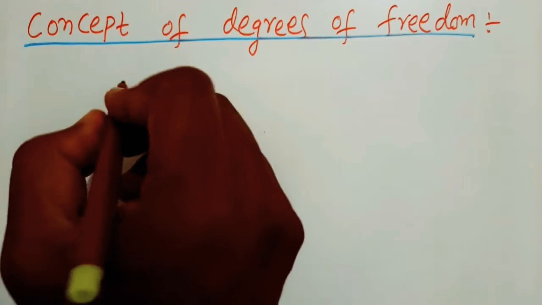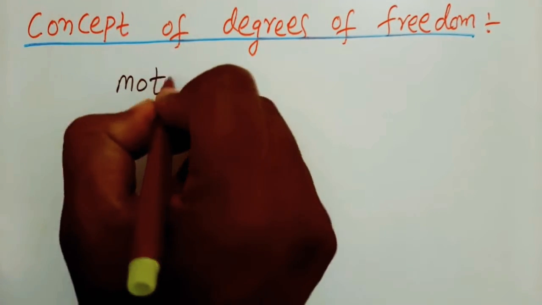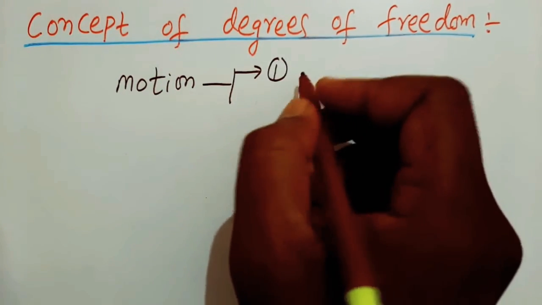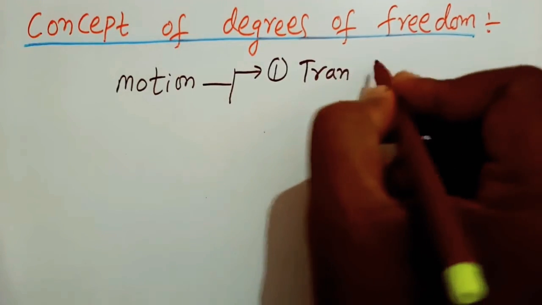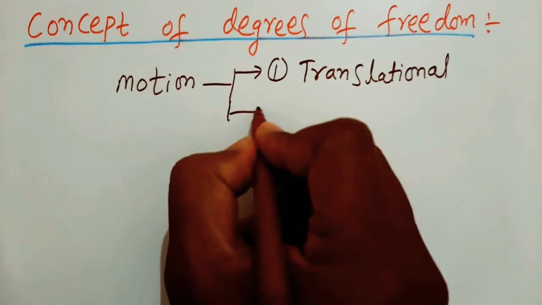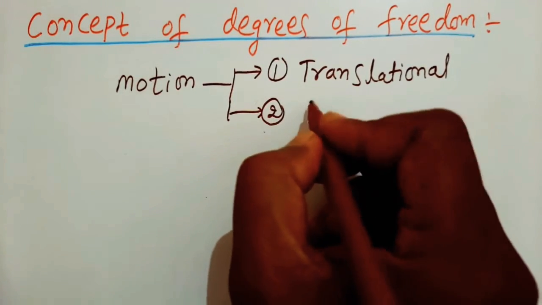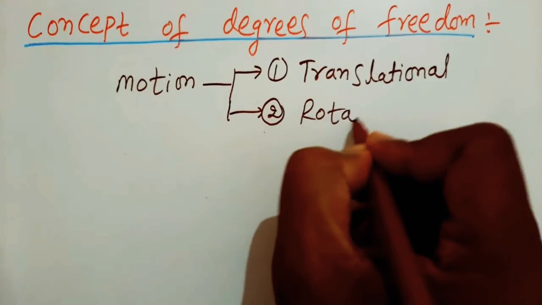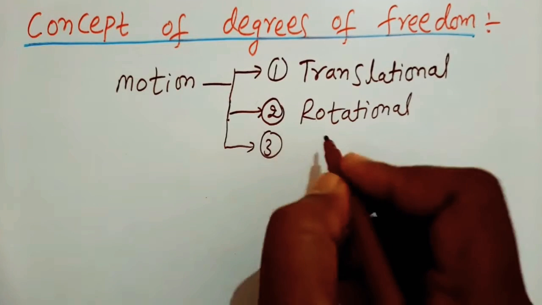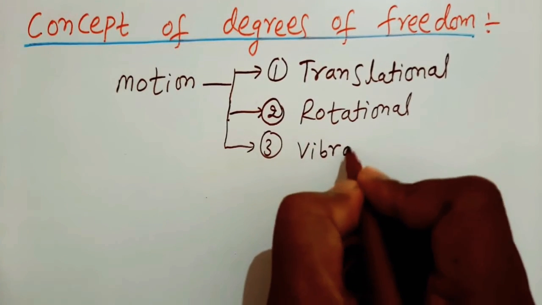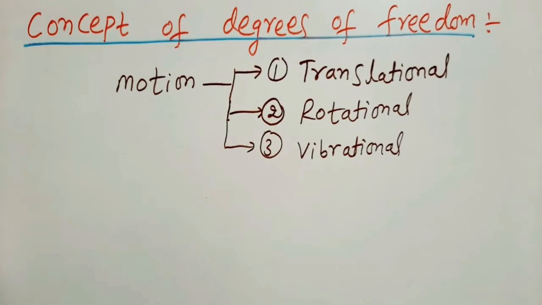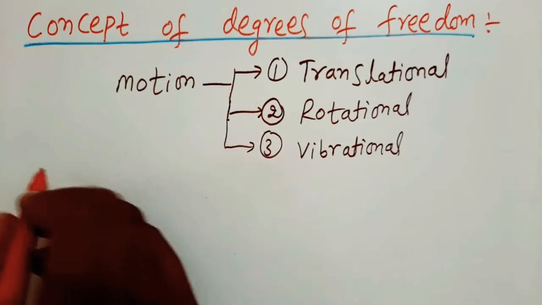We know motions are of three types. Here, the first one is translational motion. The second one is rotational motion. And the third one is vibrational motion. Let us discuss the first one, translational motion.